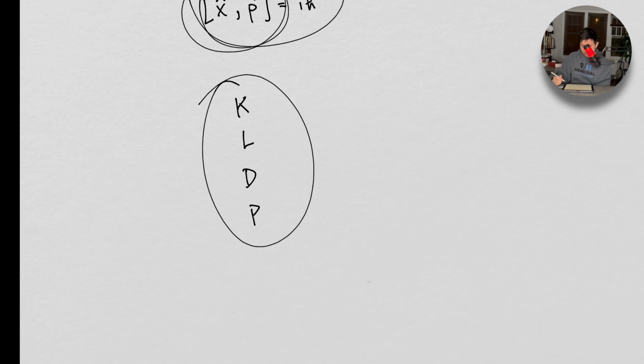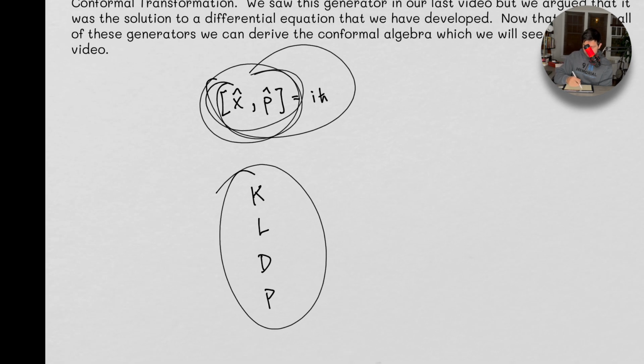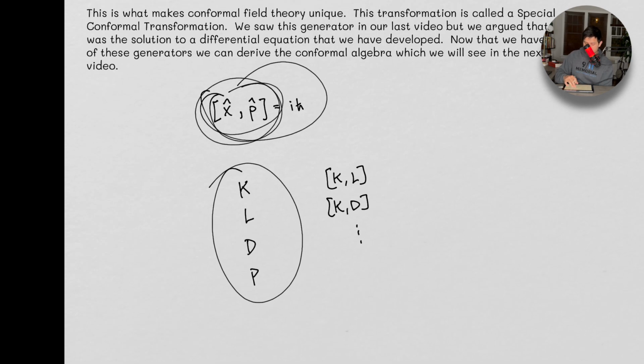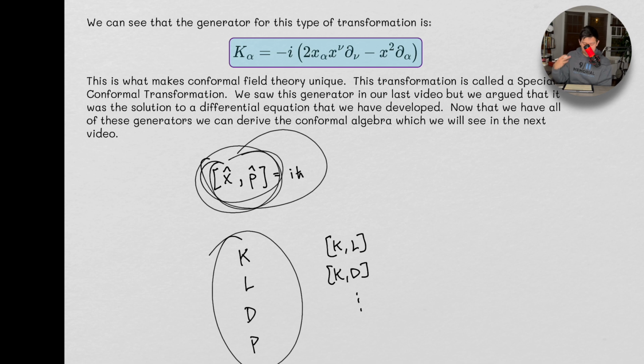All of these guys are going to form an algebra like this, right? So we're going to want to figure out what K with L is. We're going to want to figure out what K with D is, and so forth, right? And so we're going to derive those relationships in the next video. And from that, we'll have a solid foundation for conformal field theory, and we'll be able to propel ourselves forward into talking about more advanced stuff as well. We're going to be able to put this in the context of string theory and phase transitions, topology, and all that good stuff as well.